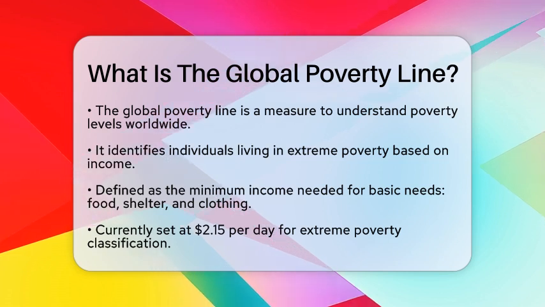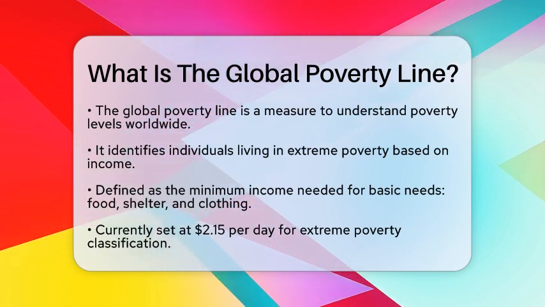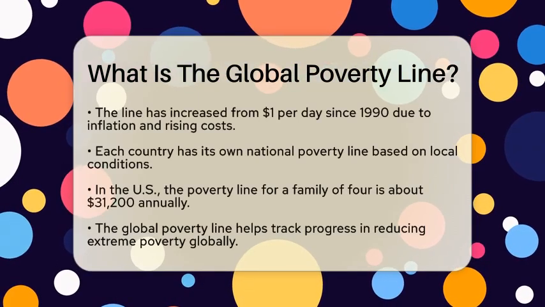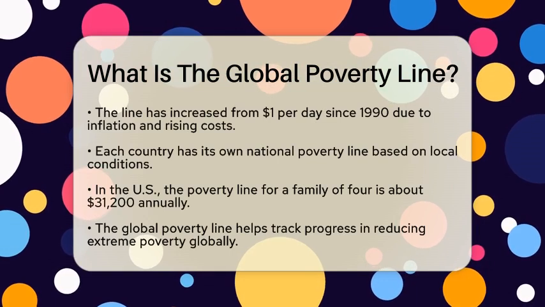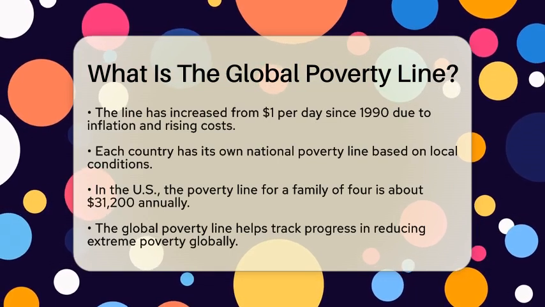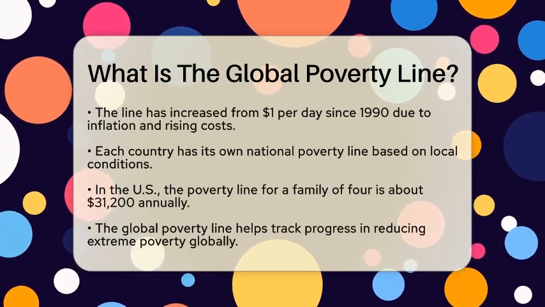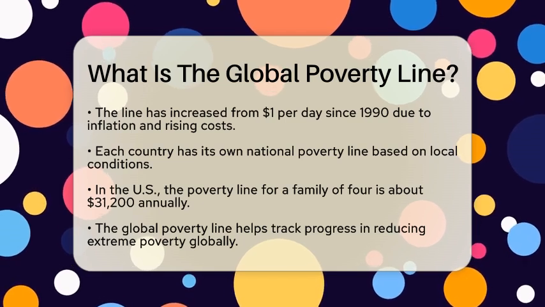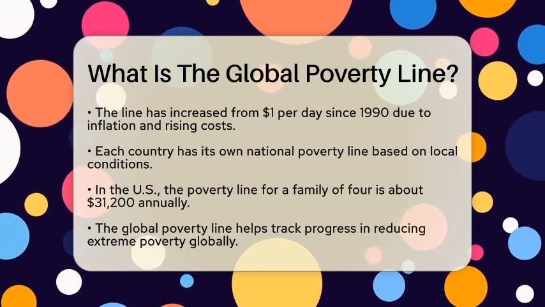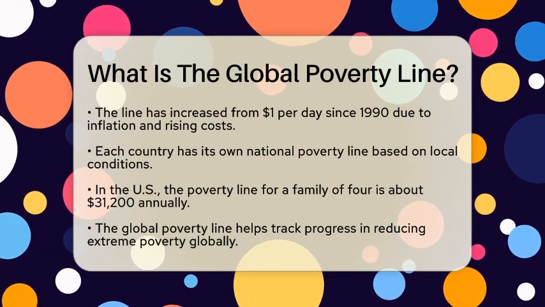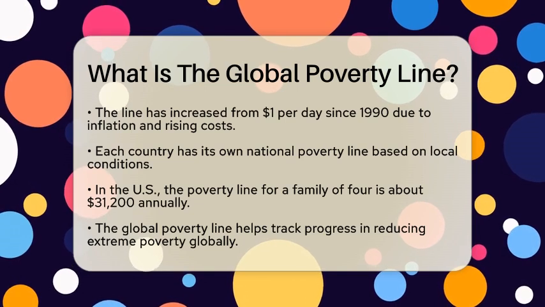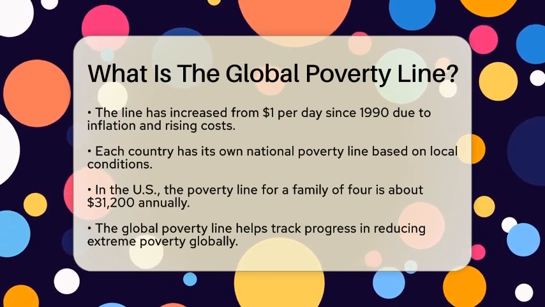Each country also has its own national poverty line, which varies based on local economic conditions and social norms. These national lines are calculated by determining the cost of meeting minimum needs within that country. For example, in the United States, the poverty line for a family of four is approximately $31,200 annually. This reflects a much higher cost of living compared to the global extreme poverty line.